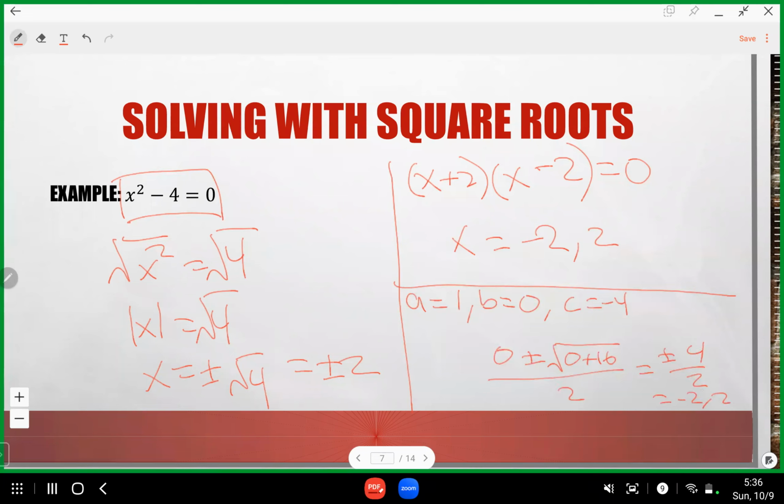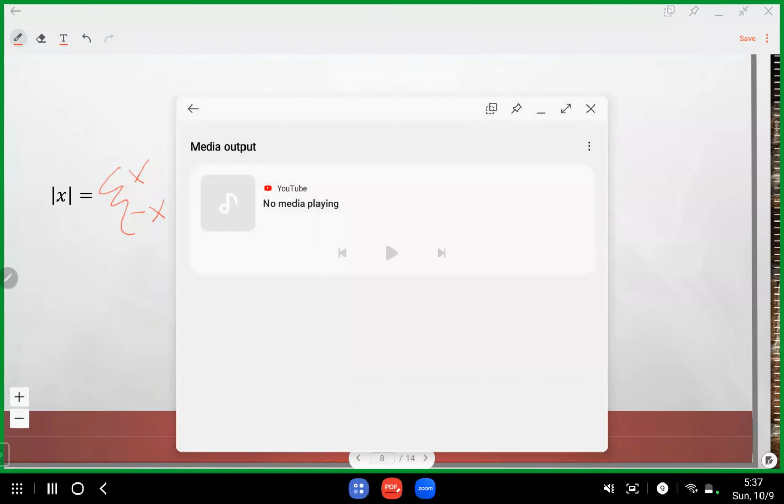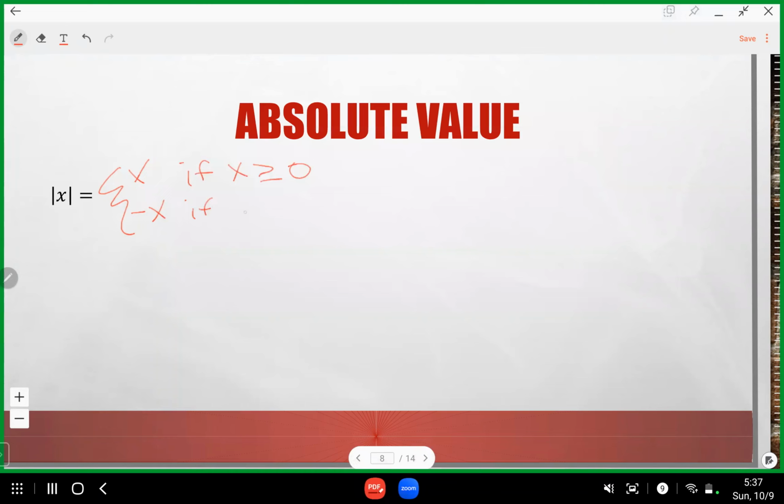All right, so the big takeaway from this is how to utilize square roots in your solving. And don't forget that square root of x squared is equal to absolute value of x. Big takeaway. So let's just talk about absolute value for a second. Just a little bit of review. So absolute value of x is equal to positive x if x is greater than 0, and negative x if x is less than 0.